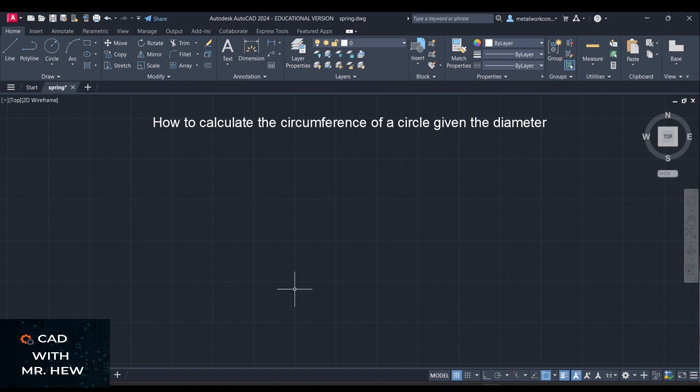In today's video, we will be looking at circles. Specifically, the topic is circles, but the subtopic would be how to calculate the circumference of a given circle, given the diameter. All right? All right, so the first thing that we're going to draw is a given circle, right?